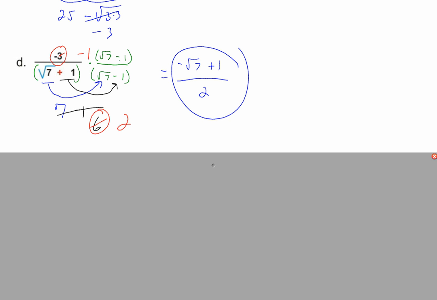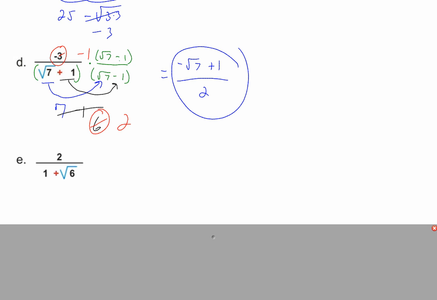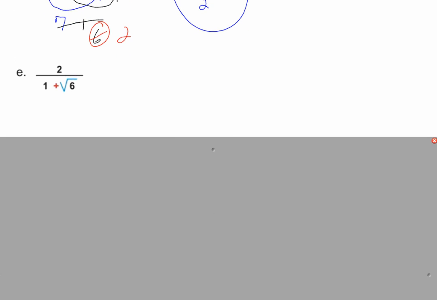All right, let's try another one. All right, similar situation. You guys work on it. I'll do it up here as well. If you need help, you can look up here. Try to pay attention to detail.